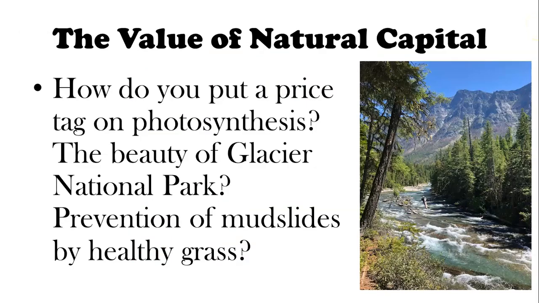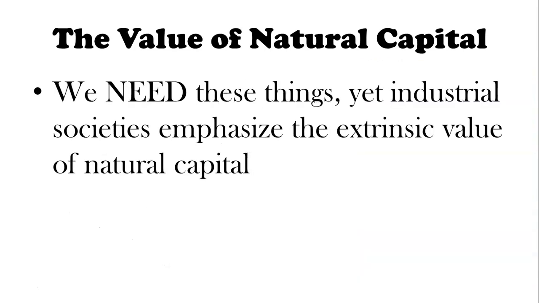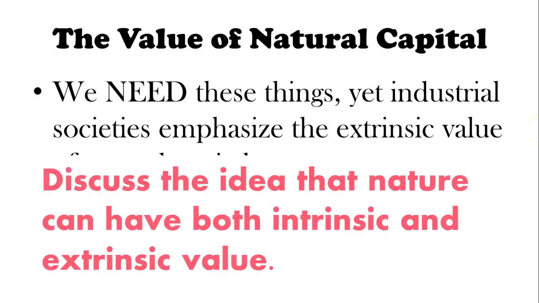If we think about the value of natural capital, remember that many things in nature don't have an extrinsic value. They only have intrinsic value. We've got some examples here. The beauty of Glacier National Park, photosynthesis, prevention of mudslides by healthy grass. These aren't worth anything economically. These are all things that we need, but remember, in our society, we tend to overvalue extrinsic aspects of the environment. Remember, we should be able to discuss the idea that nature can have both intrinsic and extrinsic value.